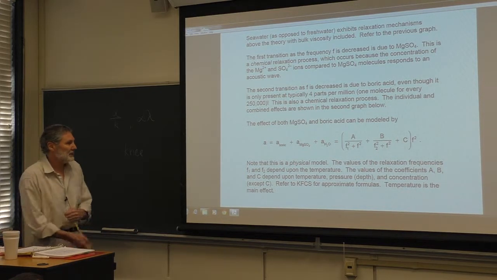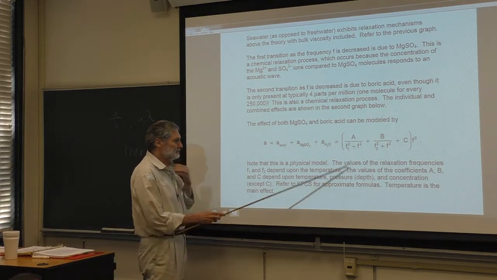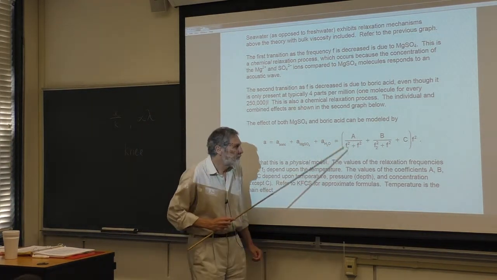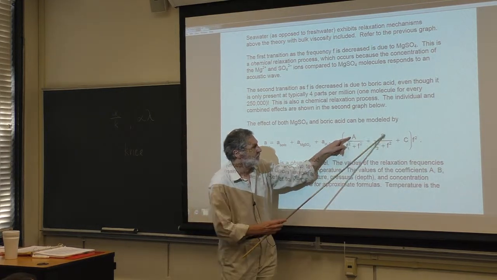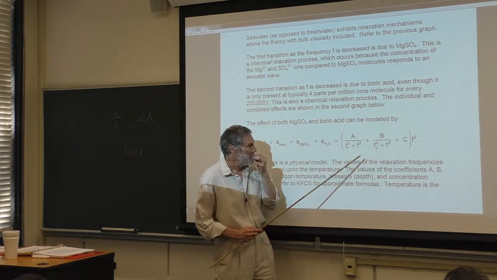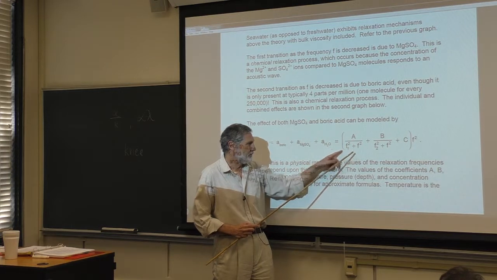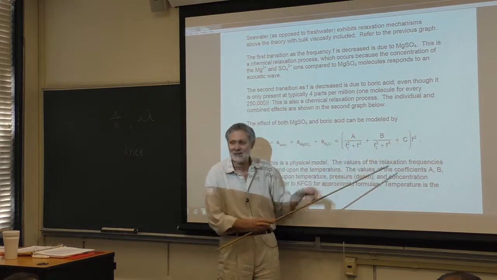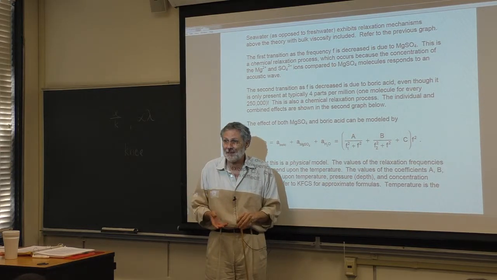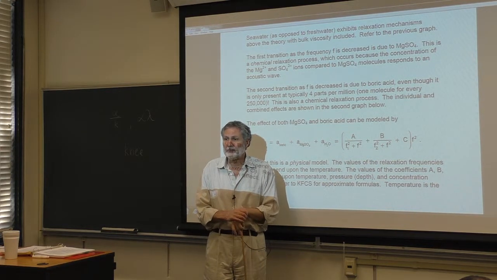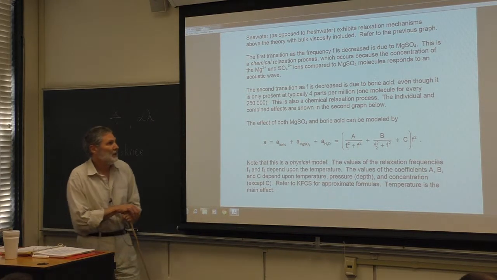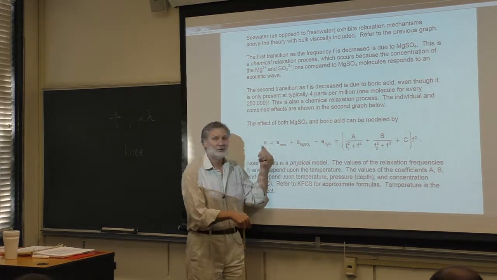So KFCS actually have more on this. For these formulas, I think they give formulas for these coefficients A, B, and C. You've got to find some values, but they have formulas for A, B, and C in terms of depth and salinity and pressure, where depth is pressure, and temperature. So I think they have that. So that's the idea of how you can calculate the absorption coefficient.